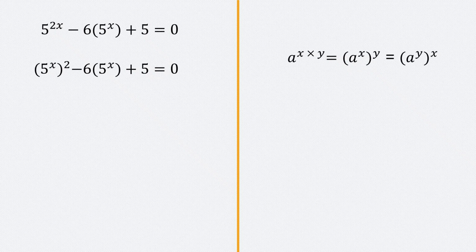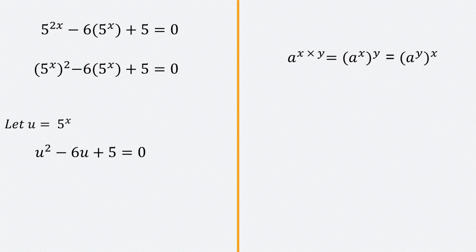The next thing we'll do is to replace 5 to the power x with a variable. So let u equal 5 to the power x. So our equation now becomes a quadratic like this: u squared minus 6u plus 5 is equal to 0.